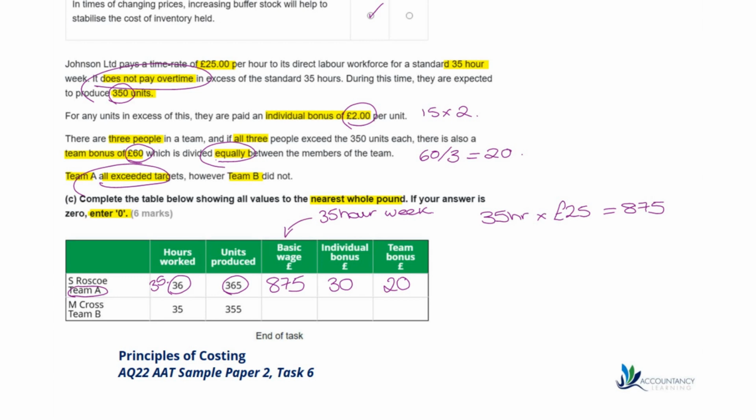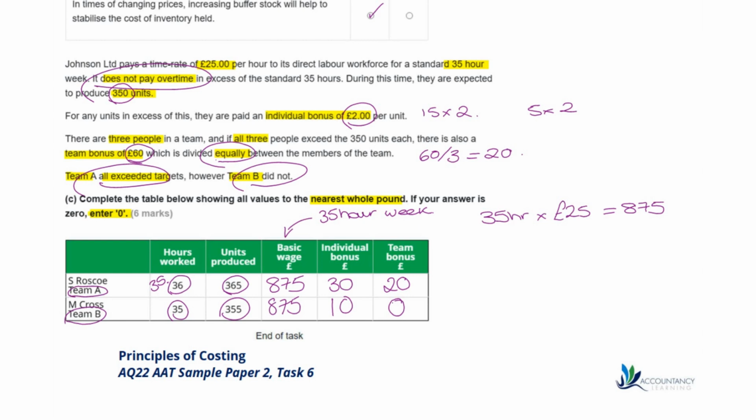Now for M. Cross, who is part of Team B, again the basic wage is going to remain the same. So he's actually worked the standard 35 hours, so his basic wage is the same. He did 355, which is 5 in excess, so we're going to have 5 times the £2 per unit bonus, which is 10. But as he was part of Team B, they did not exceed all the targets, so there is no team bonus for M. Cross.